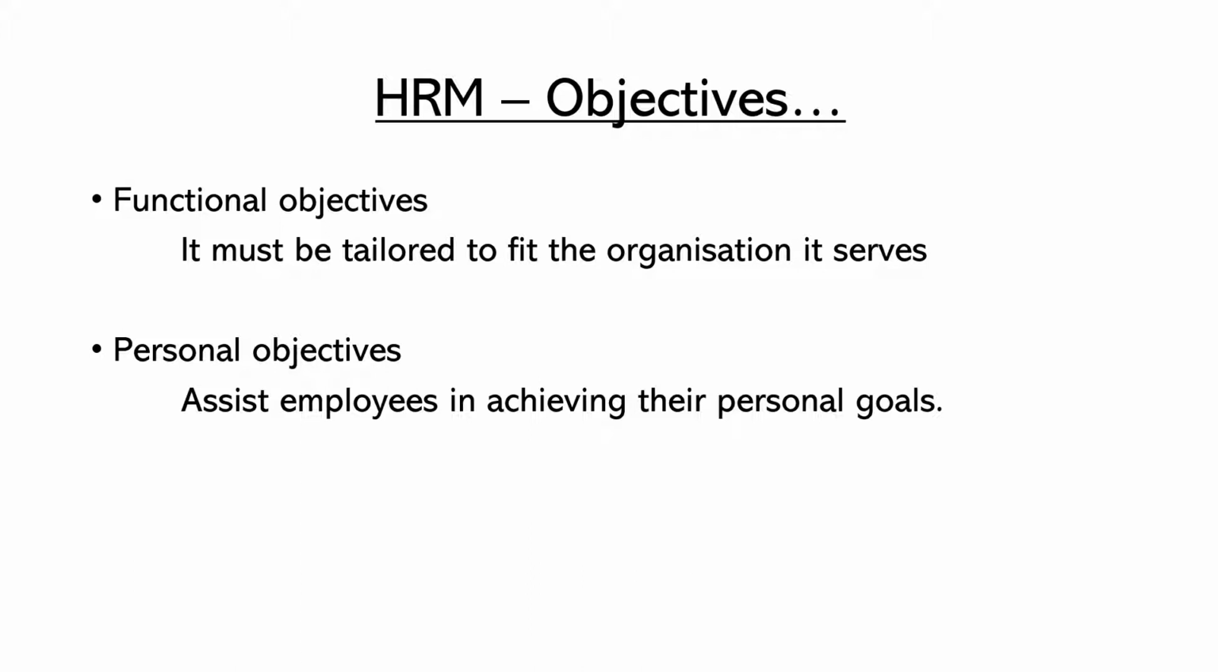Next one, personal objectives. Personal objective means that, see, every employee joins an organization with his own expectations. Somebody will want to move up the career ladder, somebody will want to make more money, and somebody will want to integrate with their values. So each and every individual's needs are different. So it is the responsibility, or the objective, of human resource management to identify each and every individual's needs and thereby cater to those needs. That is what this personal objective means.